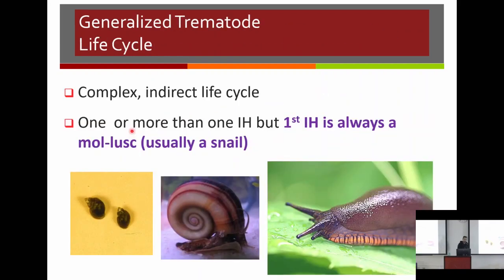For the life cycle, again, the life cycle is really important for you to understand. If you really want to understand the clinical features, diagnosis, and treatment plans, the life cycle is very important, otherwise you will not understand the seasonal prevalence of this group of parasites, etc. It is always an indirect life cycle, and snails are the first intermediate host. Some flukes have more than one intermediate host, some have one, and the snail is always the first intermediate host in this group of parasites.